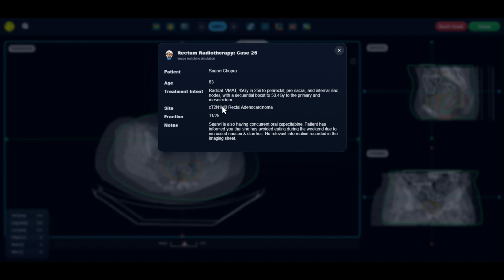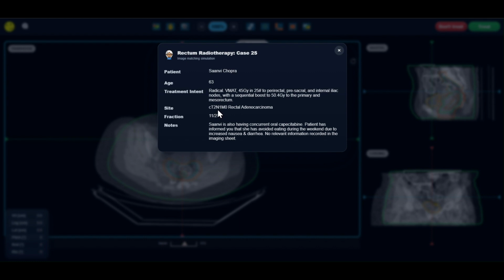Now, let's explain the staging in a bit more detail. So, the C in the CT2 means clinical staging. That means that the stage has been determined using clinical information such as scans, physical examination, and investigation before treatment. And T2 means the primary tumor has grown into the muscular wall of the rectum, but it has not grown through it or into the surrounding tissue, so it's still within the rectum.